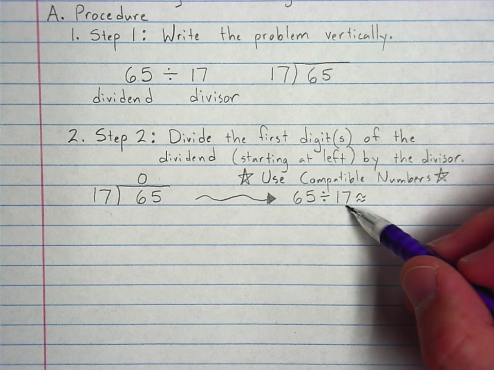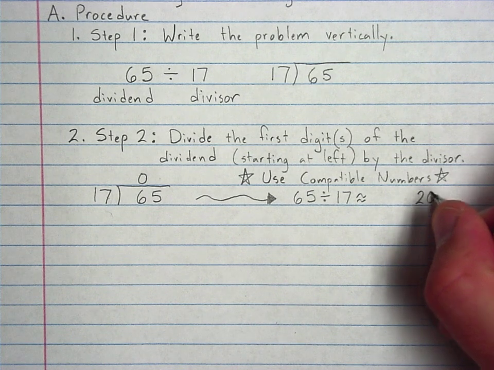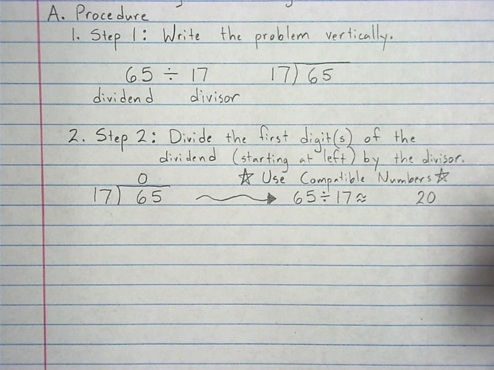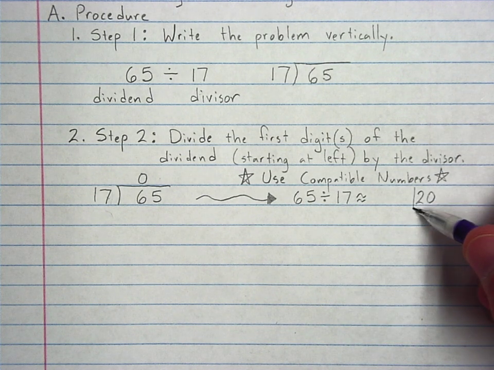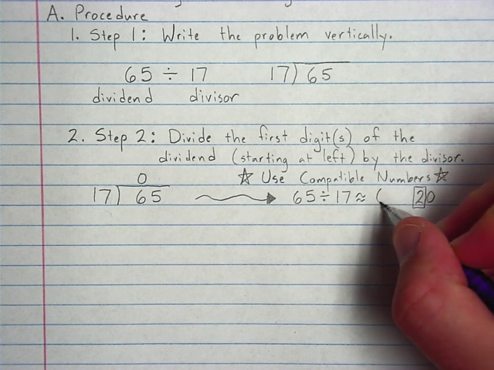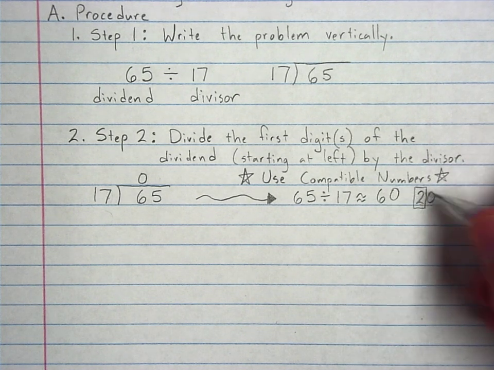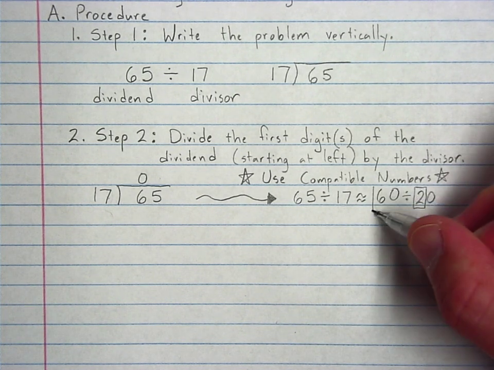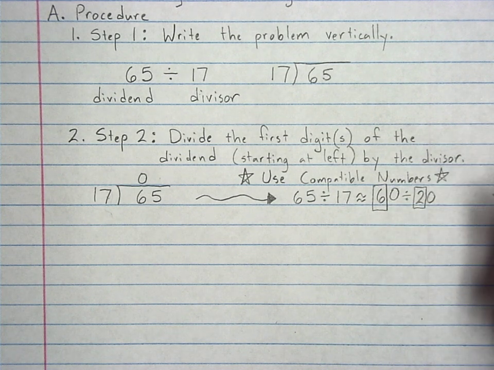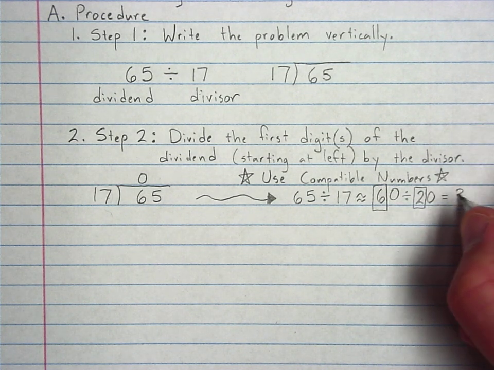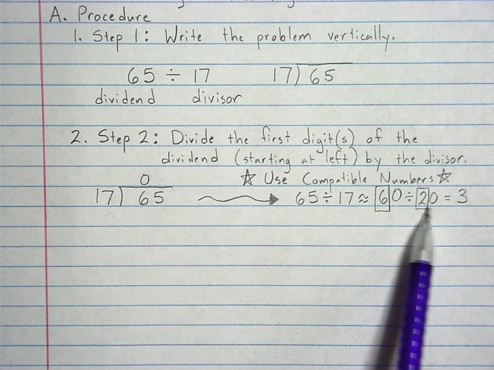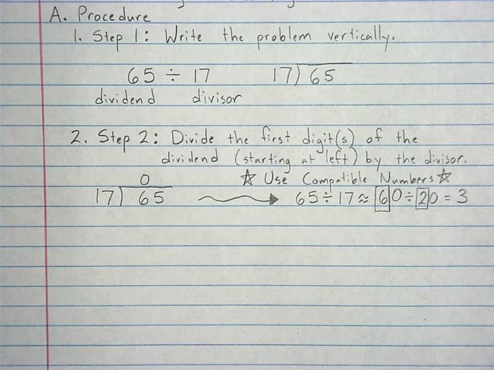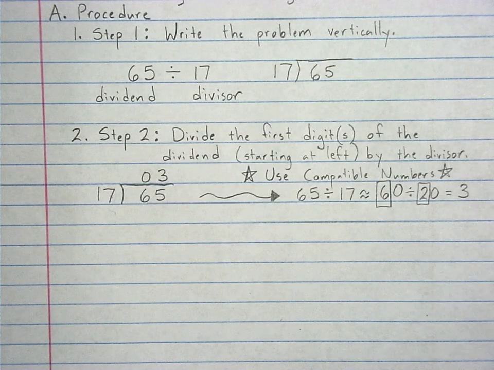Well, 17 would round to about 20. It's closer to 20 than it is to 10. And looking at the 6, if I want something that's compatible with a 2, then I need to leave it 6. Make this 60. Now, obviously, we are just estimating. So when I say that the answer is 3, I don't mean the final quotient will be 3. However, because the estimate says the answer is about 3, 3 is a good place to start.